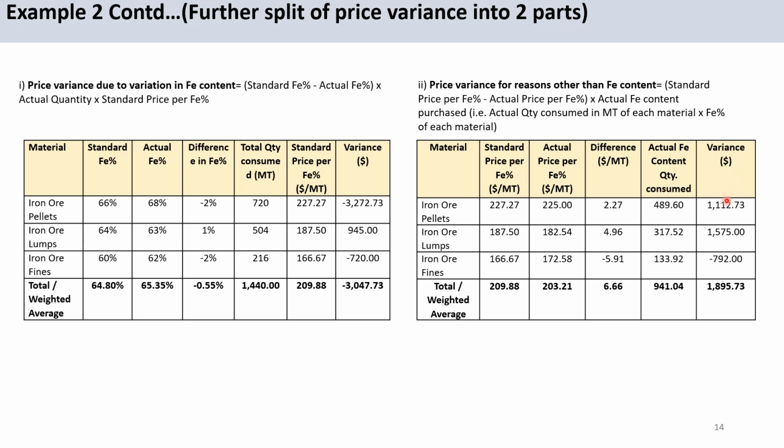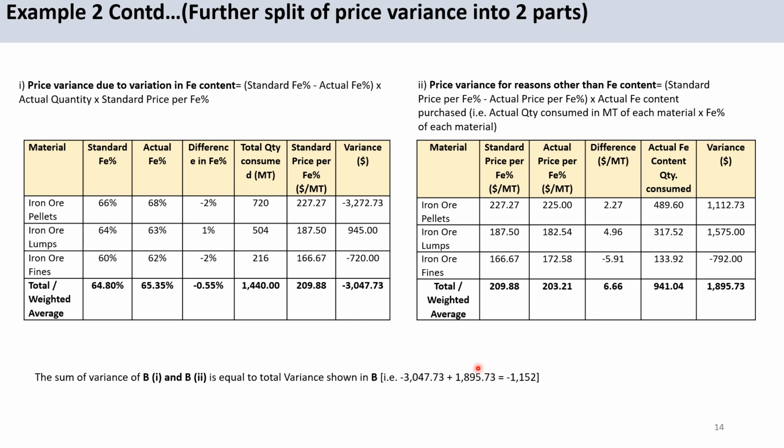So we can calculate the variance easily now. 2.27 times 489.6 gives a favorable variance of 1112.73. Similarly, for lumps, it is 4.96 times 317.52, which is 1575. And for fines, it's negative 5.91 times 133.92, so minus 792. So in totality we get a 1895.73 favorable variance.